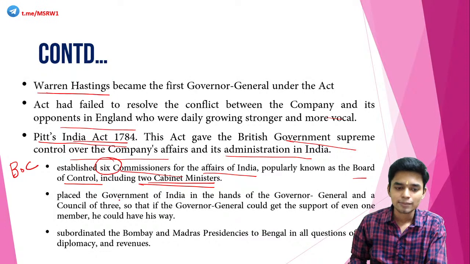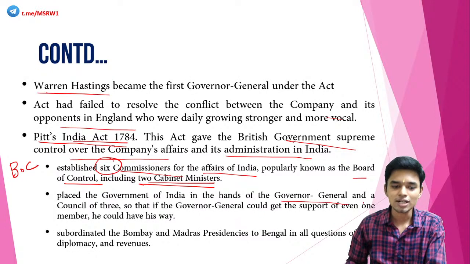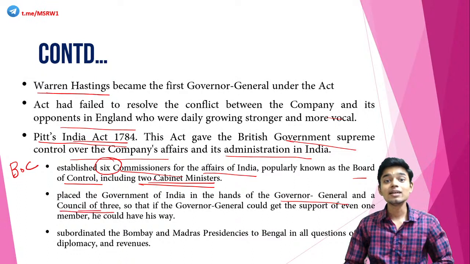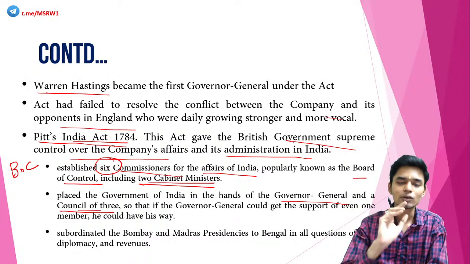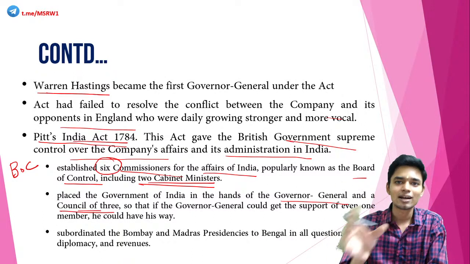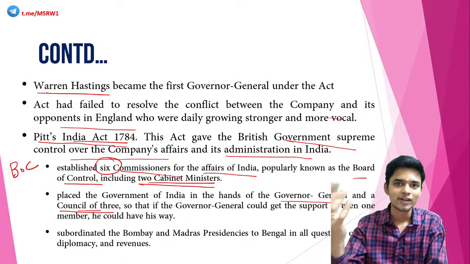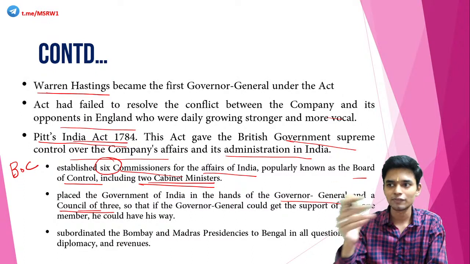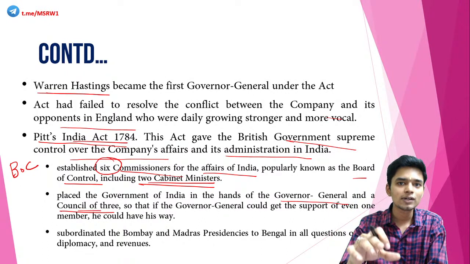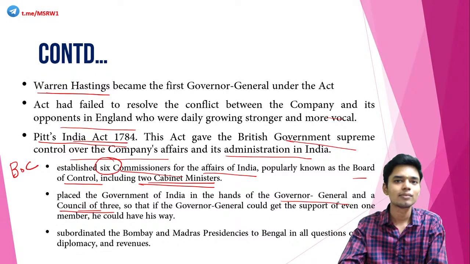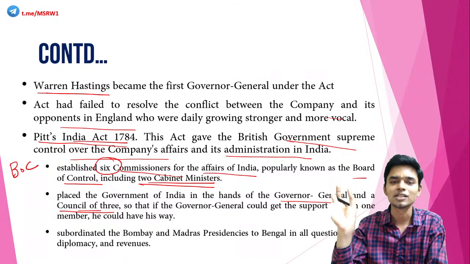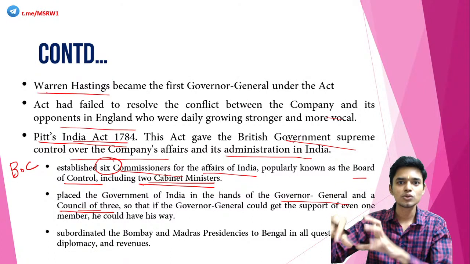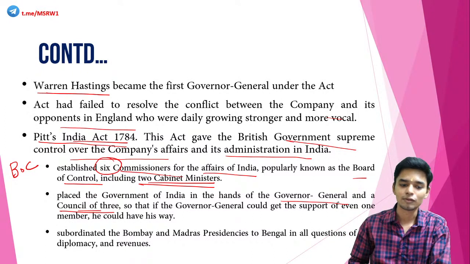Okay, this act placed the government of India in the hands of the Governor General and a council of 3. In a way that if the Governor General could get the support of even one of the other 3, then he could have his way. Okay, earlier what was the arrangement? If the other 3 went against the Governor General, he couldn't do anything. Even if it was 50-50, it was still an impasse. But now the Governor General had more power: if he could get at least one other member to support him, he could have his way in administering India. So that was the new setup. The Governor General became a bit more powerful.